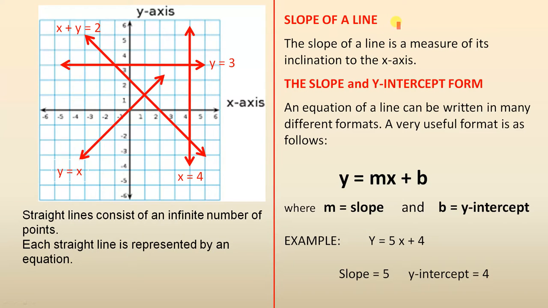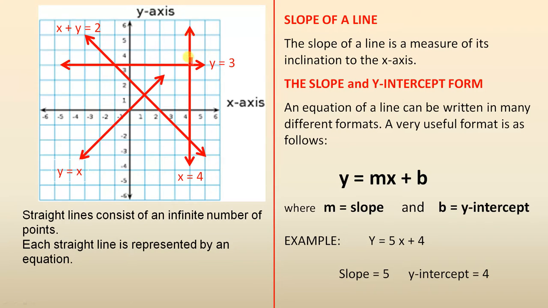Slope of a line. The slope of a line is a measure of its inclination to the x-axis. So basically, if you take this line here with the equation y equals 3, this has a 0 slope because it is parallel to the x-axis. So the slope is 0.